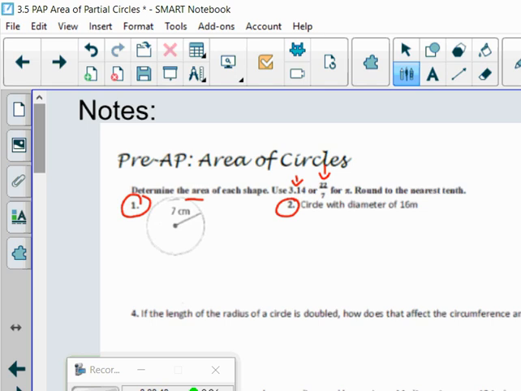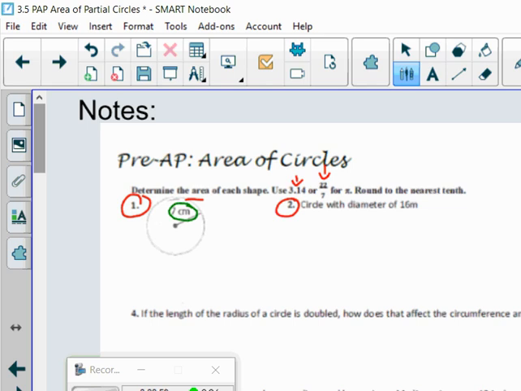It is in that flip lesson we did on Tuesday. When do we want to use 22 over 7, Thatcher? When the radius is divisible by 7. When the radius is a multiple of 7. Okay, so that is a hint on that number 1.